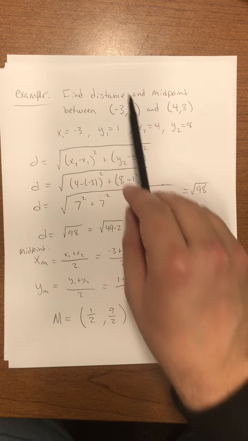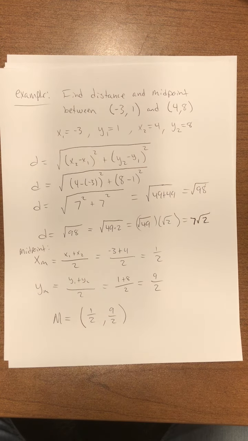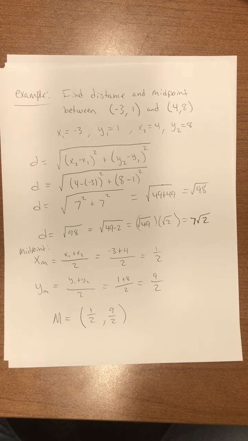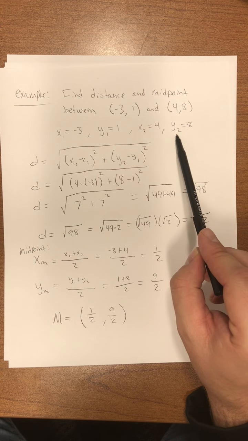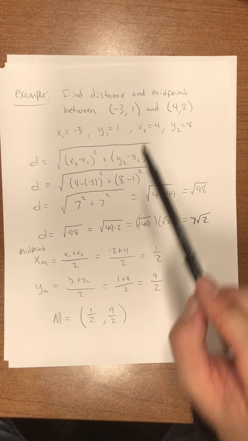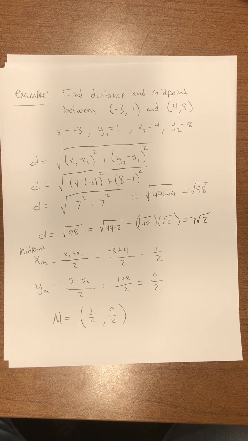Okay, so we're going to find the distance and midpoint between negative 3, 1 and 4, 8. You can choose whichever one you want to be x1, y1. It doesn't matter, just as long as you don't get them mixed up in the formula. I went ahead and I just chose x1 to equal negative 3, which then fixes y1 to be 1, x2 to equal 4, which then fixes y2 to be 8. Make sure you carefully substitute that into the distance formula.